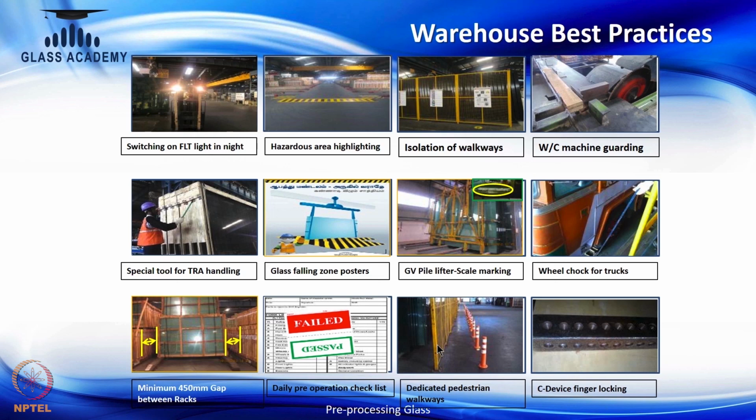Basically, wheel chokers for the trucks, and a minimum 450 mm gap is required between the gaps. There should be a pre-operation checklist for all the equipment that is used for glass handling, dedicated pedestrian walkways, and finger locking for the C device. So these are all different ways and means of safety practices that are being implemented in warehouses.